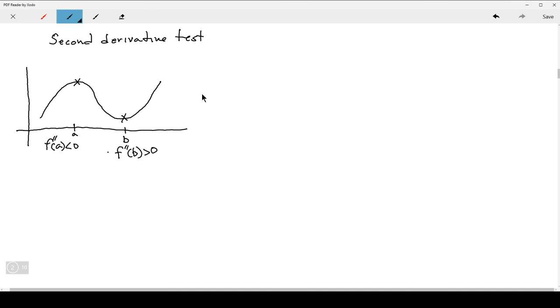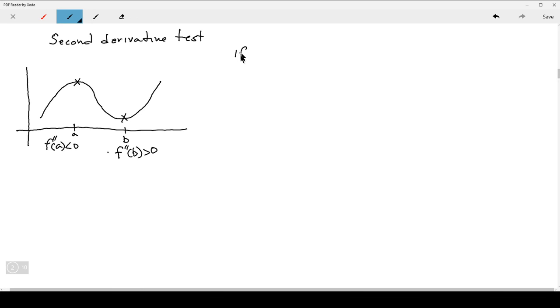And this is going to be our test. So if A is a critical point and f double prime of A is less than 0, that means A has to be sitting at the top. That means it's a maximum point. If B is a critical point and f double prime of B is greater than 0, that means the function's concave up. That means B sits at the bottom. That means B is a minimum. So the first criteria we have for this is the point we have to be looking at has to be a critical point. All right, so let's write out what the second derivative test is over here.